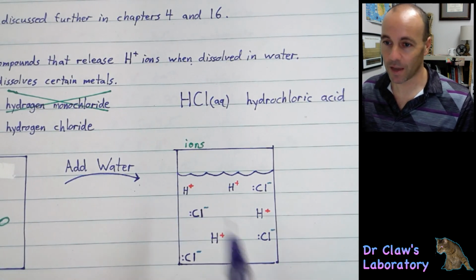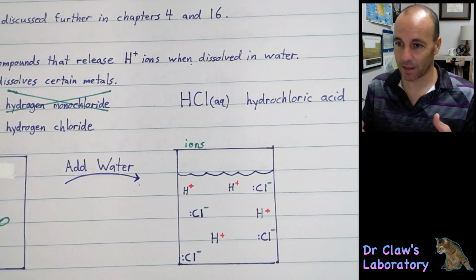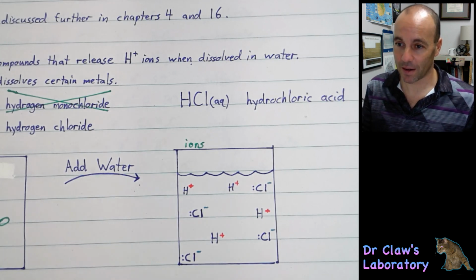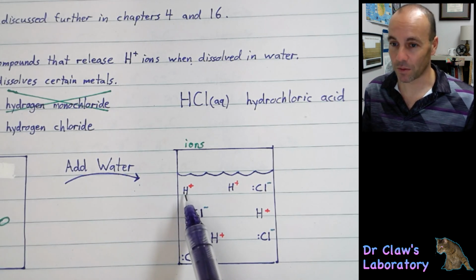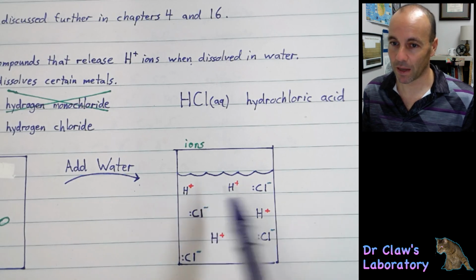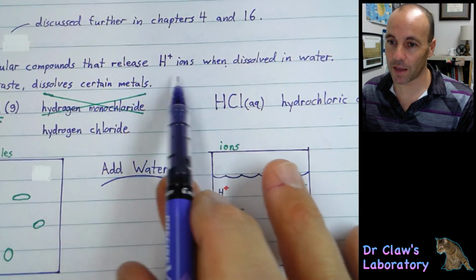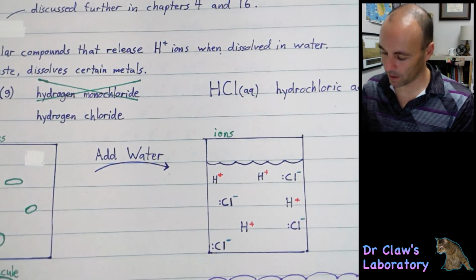Okay? You can't just say an acid is something that ionizes in water. No, the cation always has to be an H+. That's what makes it an acid: molecular compounds that release H+ when dissolved in water.